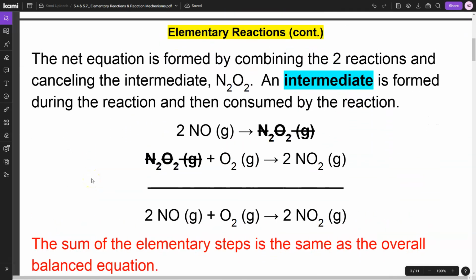All right, so as I mentioned, our net equation, the equation that we wanted, was a combination of our 2 reactions that occurred. And again, dinitrogen dioxide was a product in reaction number 1, and it is consumed in reaction number 2 to make our 2 moles of nitrogen dioxide. We can cross those out because it's made in the first reaction and then it's consumed in the second reaction. So it's there for a second, but then it gets used up really quick. We sum up the 2 elementary reactions, the 2 elementary steps, and we get our overall reaction, our net reaction.